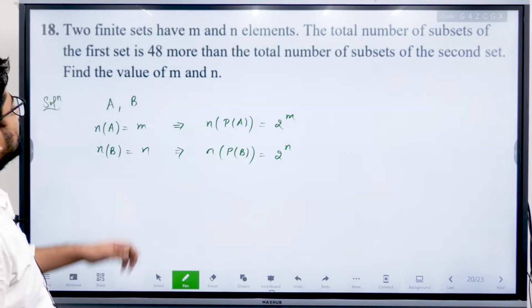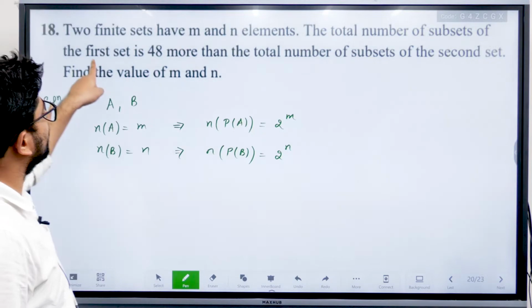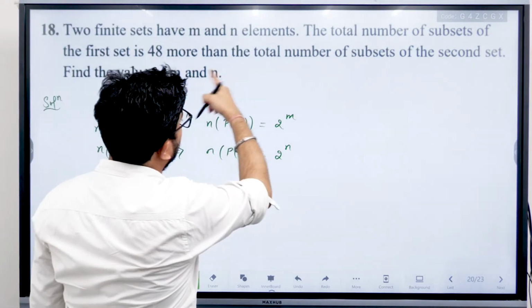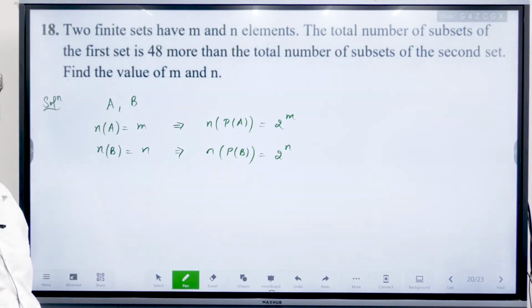Now we are given that the total number of subsets of the first set is 48 more than the total number of subsets of the second set.